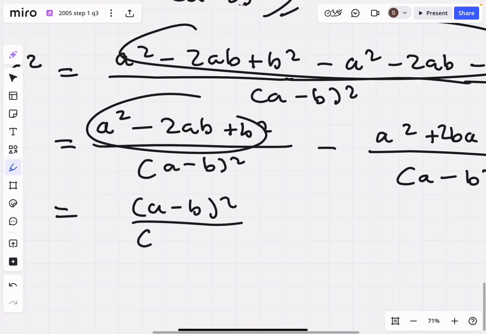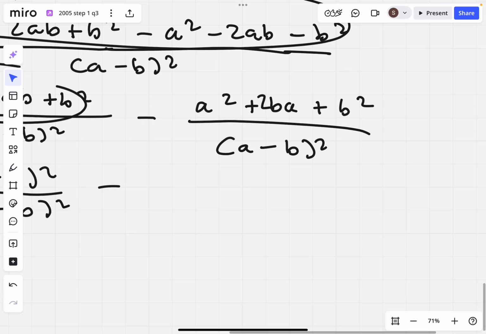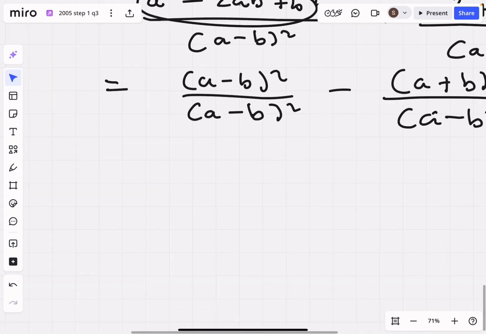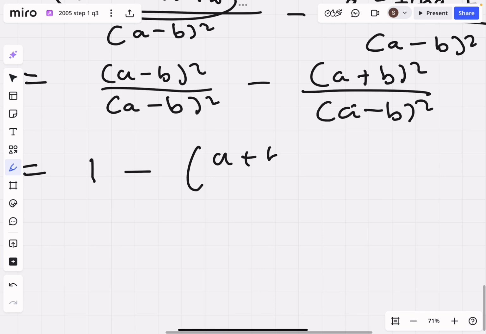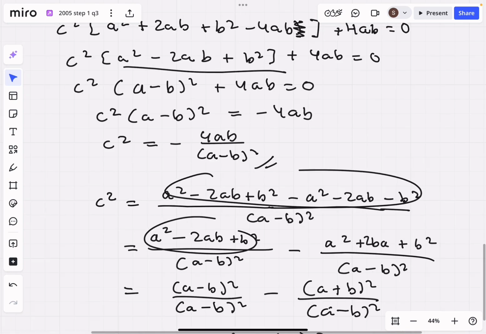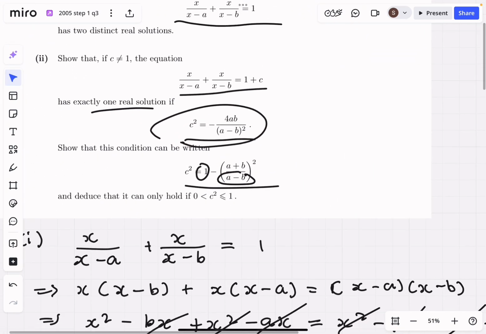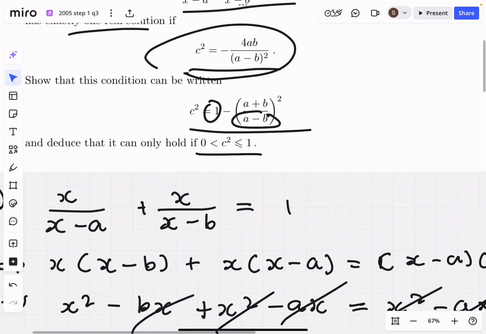That's just (a minus b) squared over (a minus b) squared, which is 1. And then this, a squared plus 2ab plus b squared, is just (a plus b) squared. That's over (a minus b) squared. So this equals 1 minus (a plus b) squared over (a minus b) squared. And we have shown that the condition can also be written like that. And now for the last part, deduce that it can also only hold if this inequality is true.